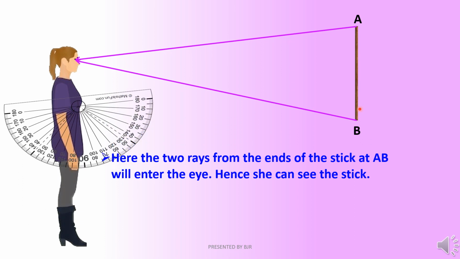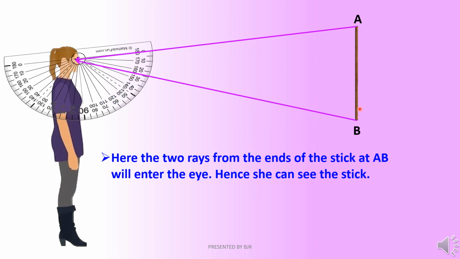Can you see both ends of the stick? Yes. Okay. So what is the angle? Let us measure it. It is 24 degrees. The angle is 24 degrees. See here, the stick is making an angle of 24 degrees.